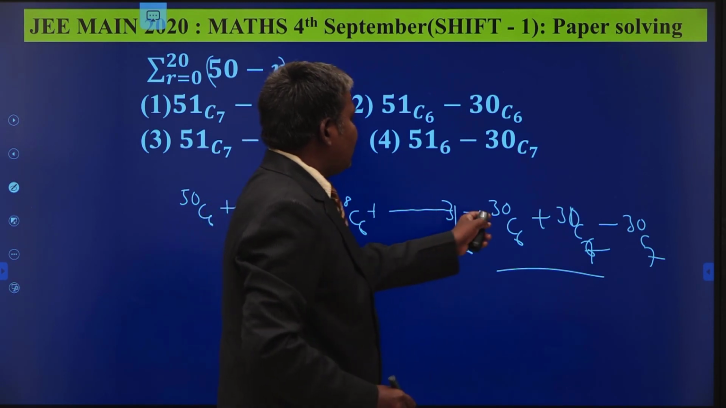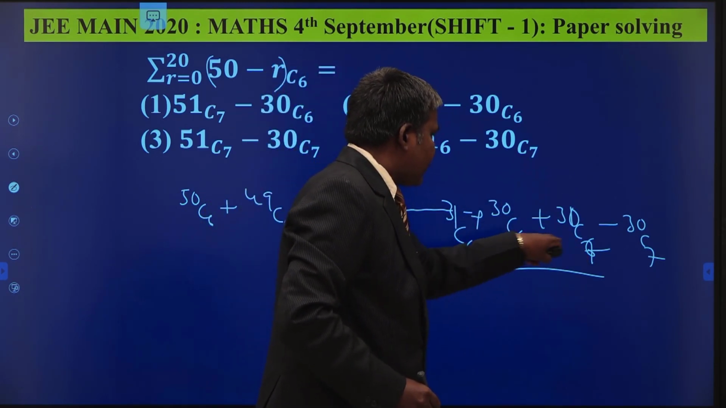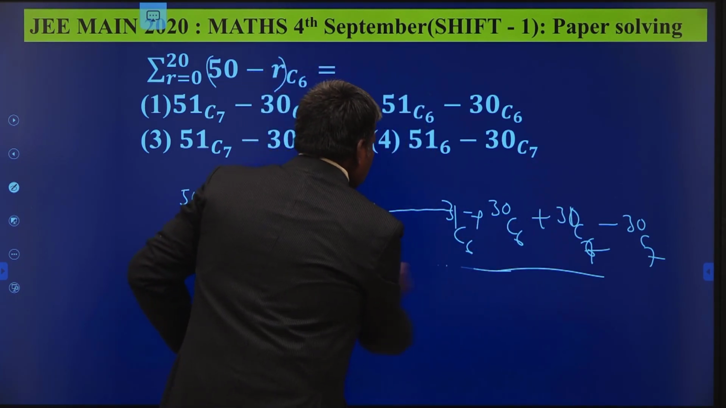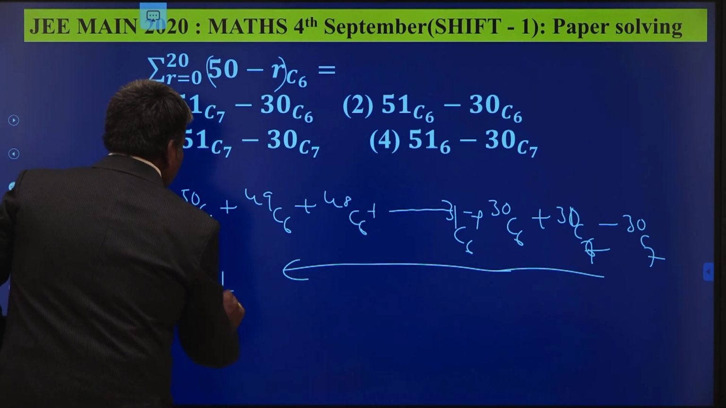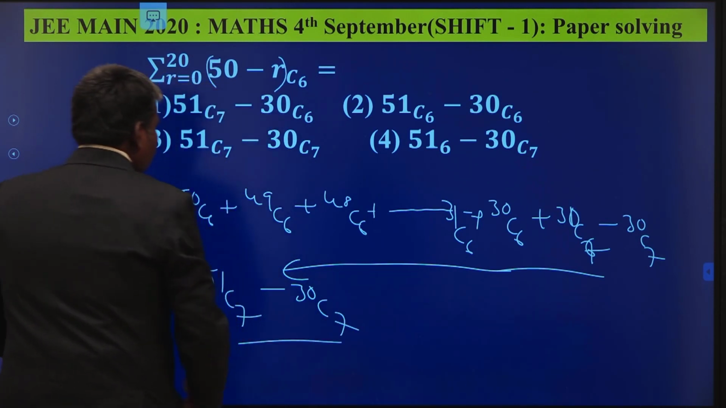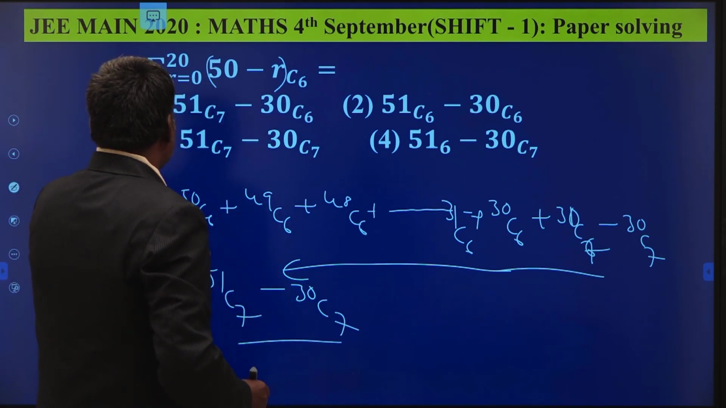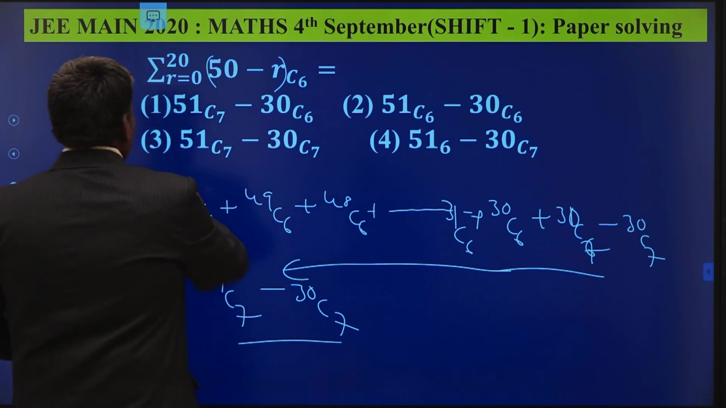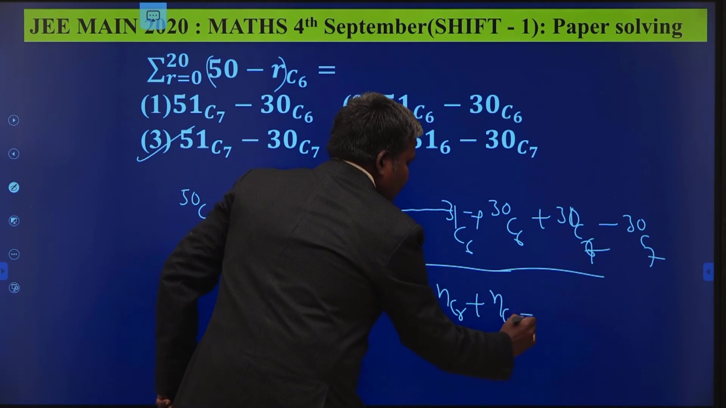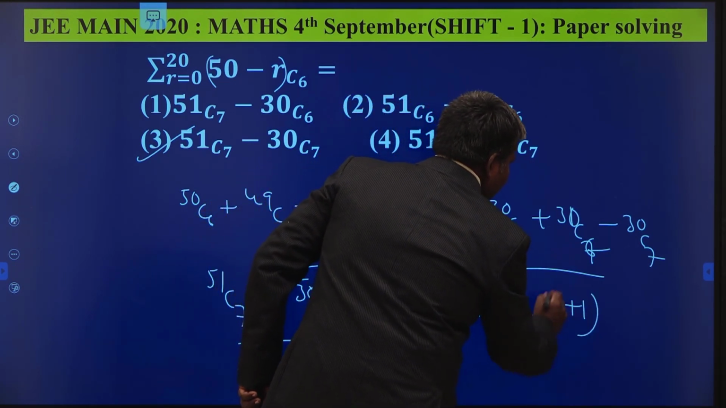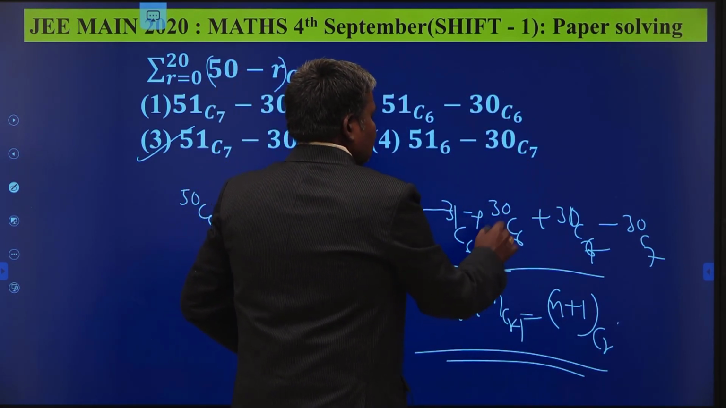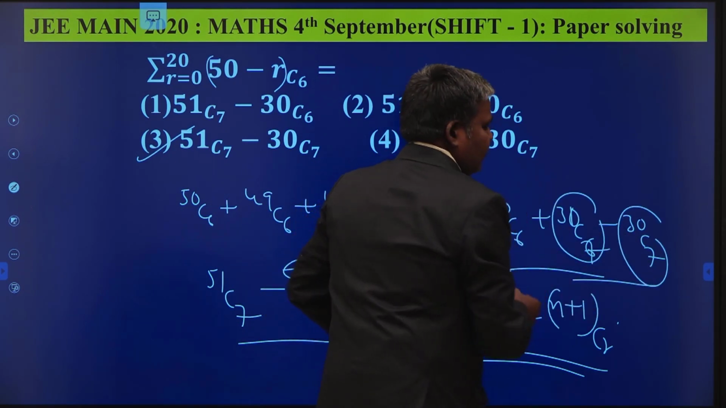Am I correct or not? That is why the next 6 plus 1 should be added. 30 C6 plus 30 C7, nCr plus nCr minus 1, n plus 1 Cr. In this manner, increasing up to here, what will happen? 51 C7 will be there, minus 30 C7. 51 C7 minus 30 C7, that is the third option. So in this problem we are using here nCr plus nCr minus 1 is equals to n plus 1 Cr. That is why we are adding 30 C7 and subtracting the 30 C7. Okay.